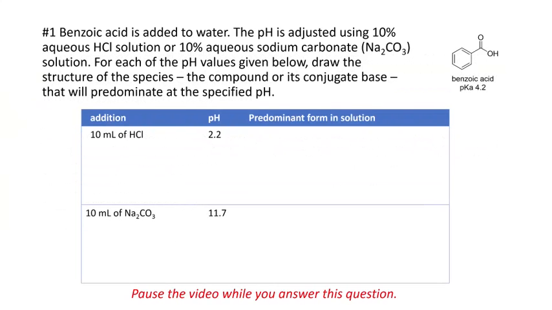Okay, here we go. Number 1, benzoic acid is added to water. The pH is adjusted using 10% aqueous HCl solution or 10% aqueous sodium carbonate. For each of the pH values given below, draw the structure of the species, the compound or its conjugate base, that will predominate at the specified pH. So pause the video for a moment while you think about this. It really shouldn't take you long. If you want to write it in there, you can. Otherwise, just think about it, and we'll continue when you're ready.